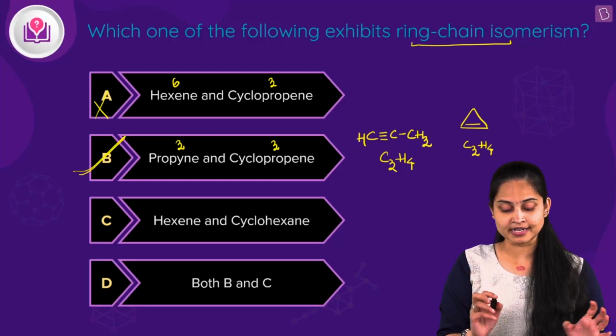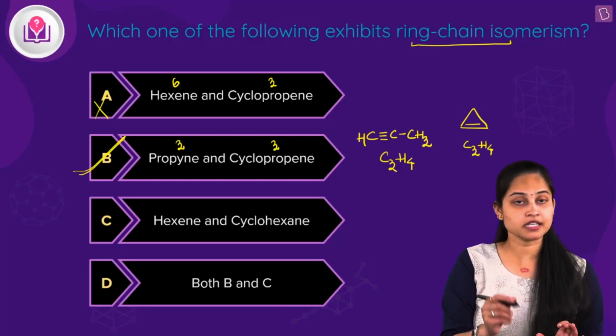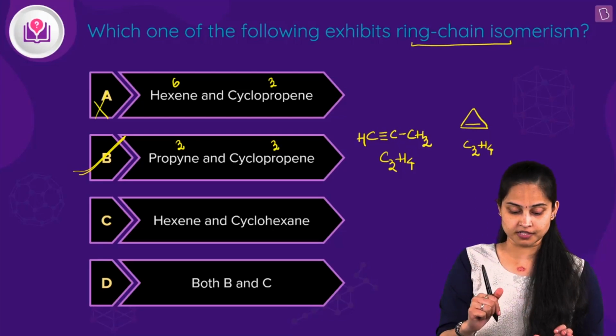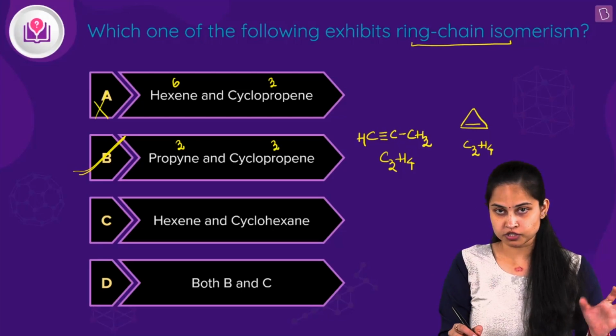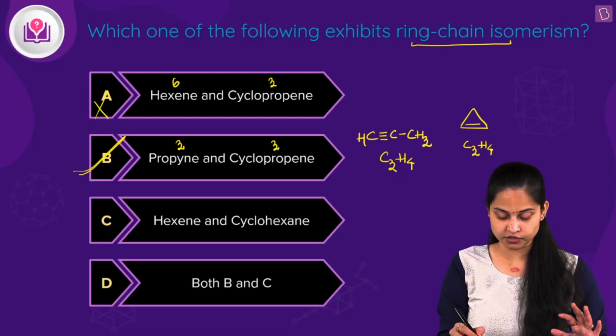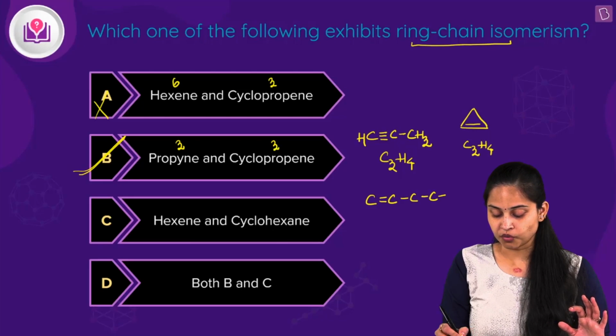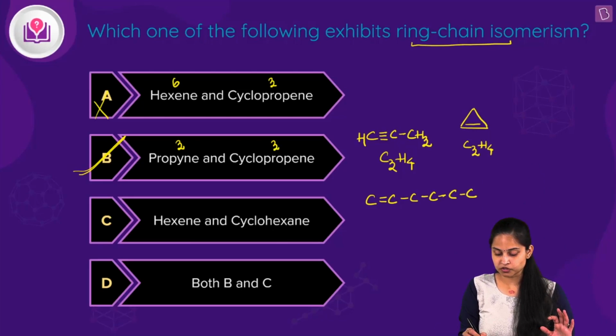Talking about hexene and cyclohexane. Hexene also has 6 carbon atoms and cyclohexane also has 6 carbon atoms. So if I just write down the structure of hexene first of all, it's 1, 2, 3, 4, 5 and 6. And cyclohexane, this is our cyclohexane. It's H2, H2, H2, H2, H2 and H2 basically.